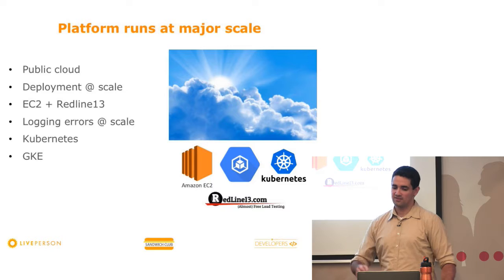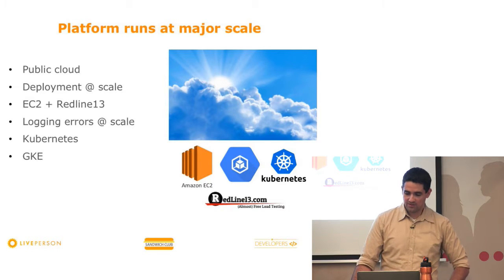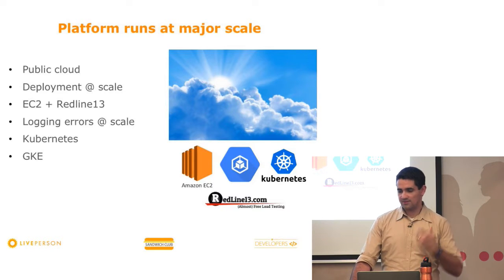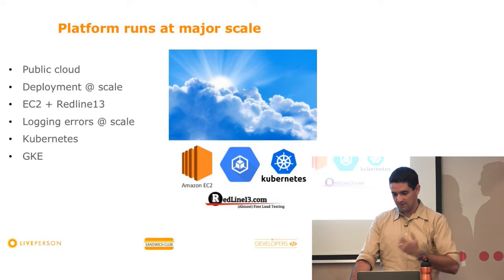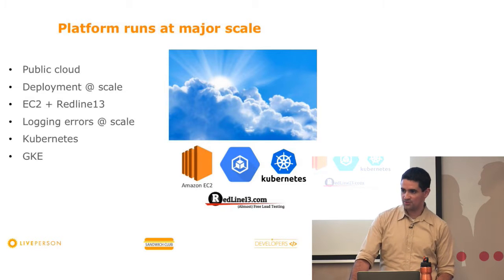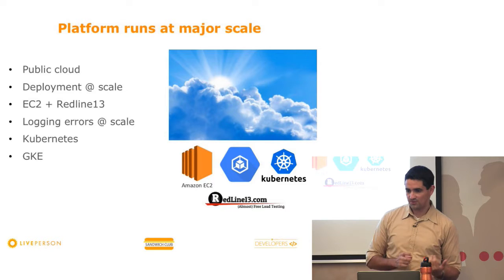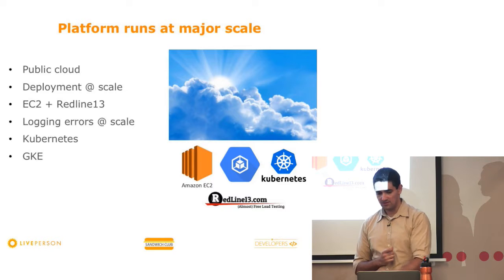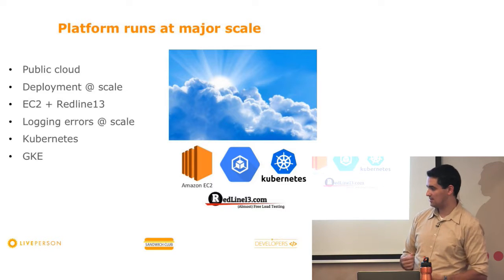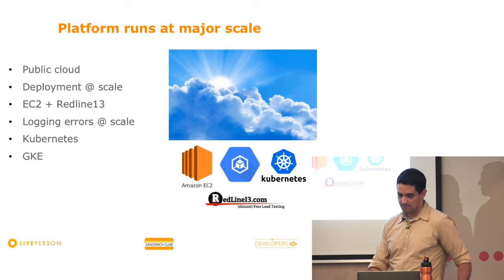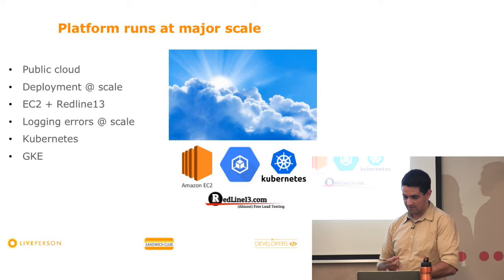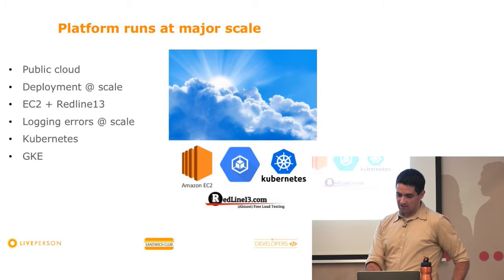In addition, if you want to save even more money, we're able to just check a checkbox on the Redline 13 application and switch to using spot instance virtual machines. Spot instance virtual machines reduce the cost even further by using the extra capacity Amazon has in terms of their quota.